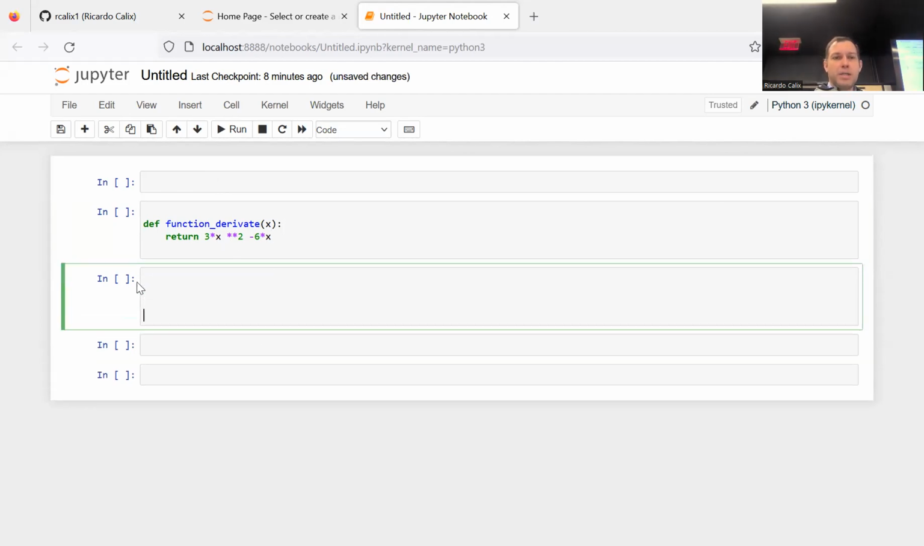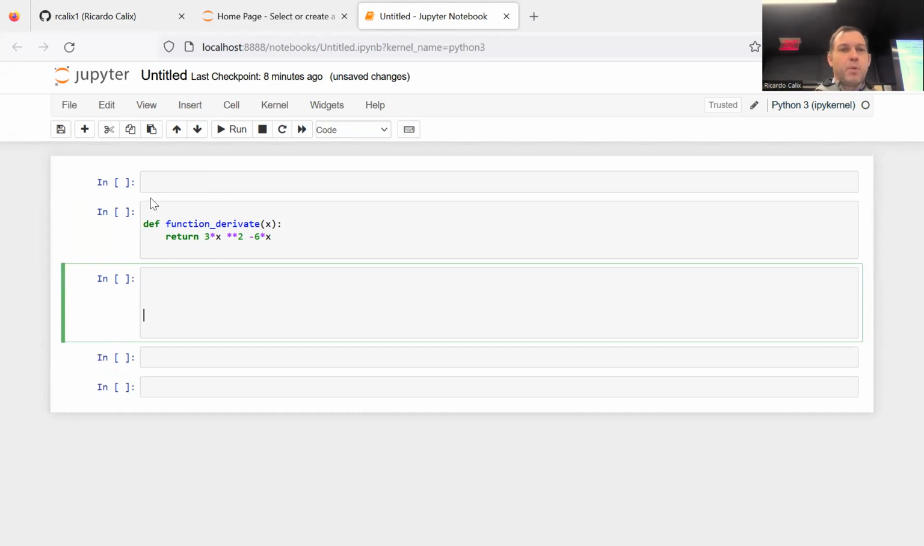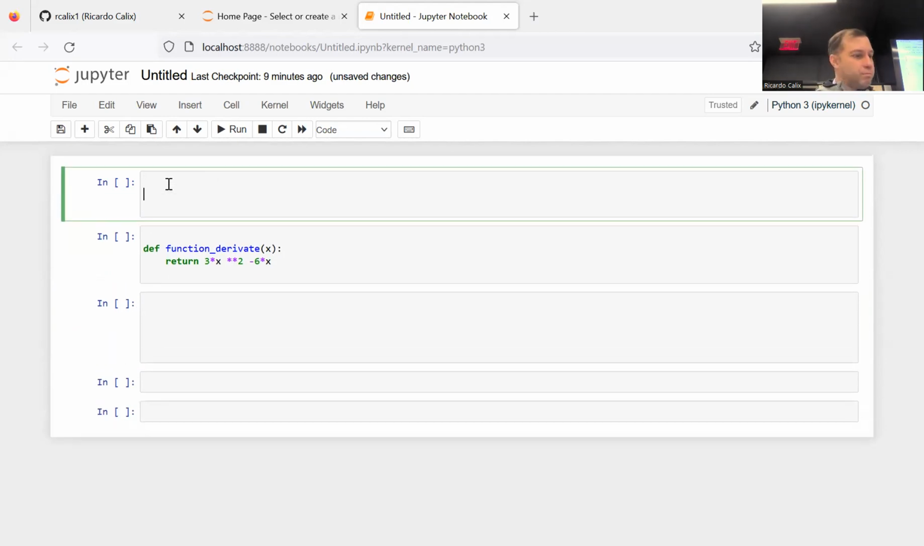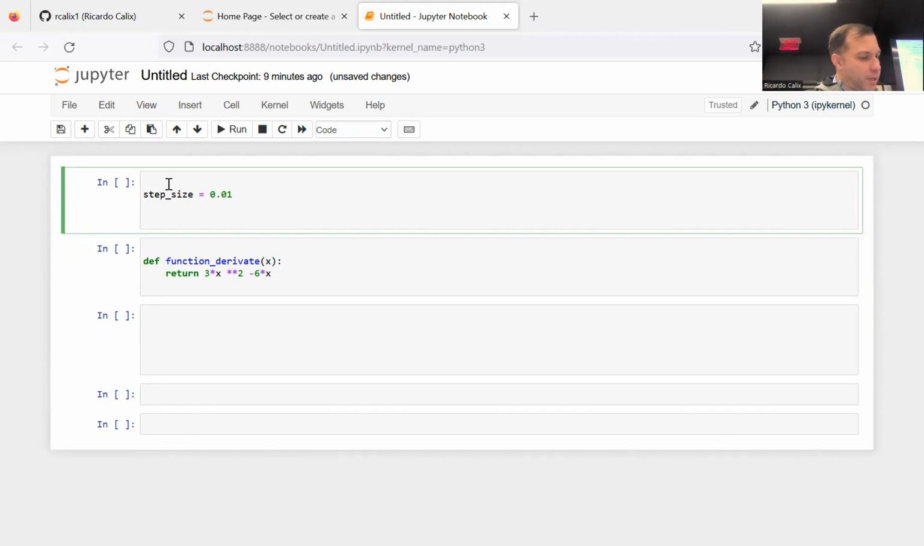All right, so now, given that information, we need to set up some parameters. So we're going to need step size, which is the learning rate. So that can be 0.01. We also, yeah, let's just leave that there.